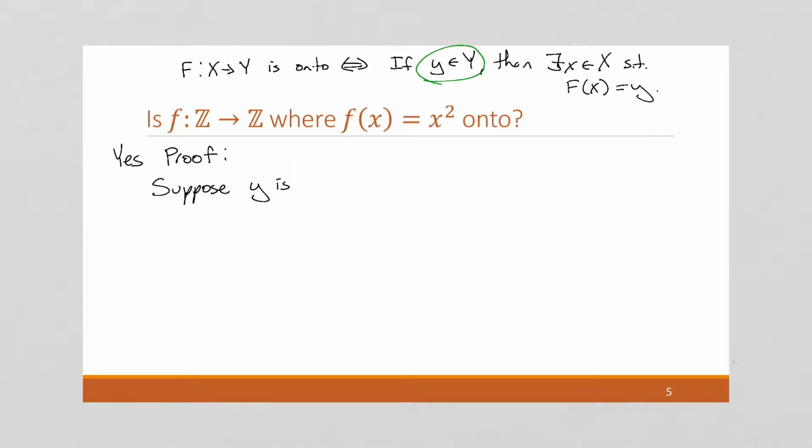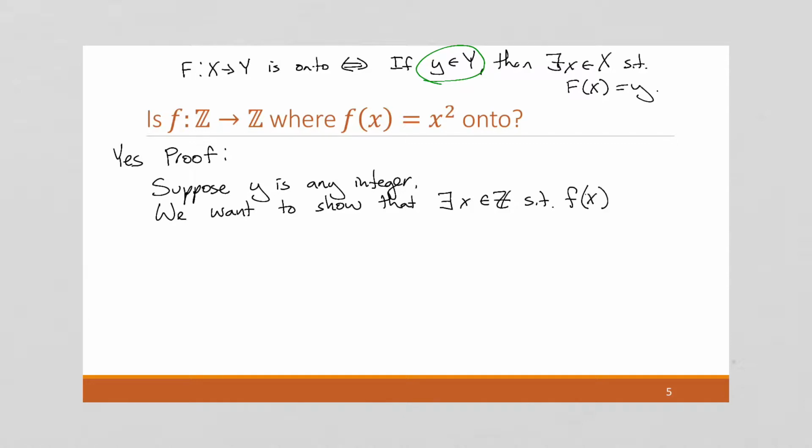Suppose y is any integer. We want to show that there exists an x in the integers such that f of x gives us y. That's the second part.